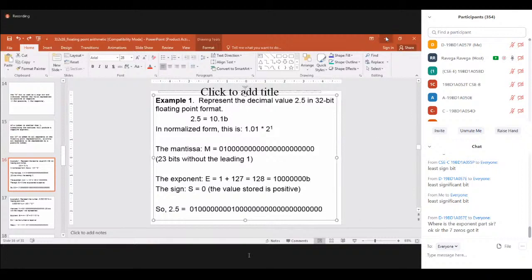Okay, sir, 7 zeros, got it. Okay, fine. How do we get the normalized form? Someone was asking me, where is the exponent part, sir? How do we get the normalized form, sir? Can you explain the exponent? Please explain the normalized form again, sir.